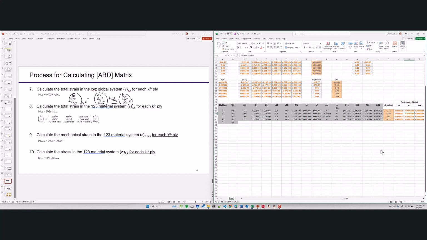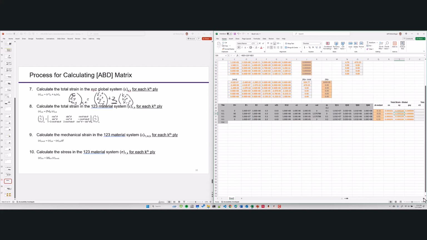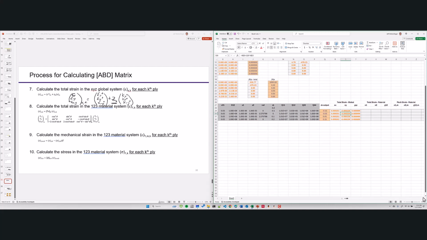Okay, now I have the total strain in global. That really isn't super useful. I really want the total strain in material. So I have to transform everything into the 1, 2, 3 system. Okay, well, I have it in global. I have my angle. And so all I have to do is transform. So just to be clear here, all I'm doing again is running this equation, right? This row times that column gives me that result. And then this row times that column gives me the second result, and so on and so on. So let's just run these equations.